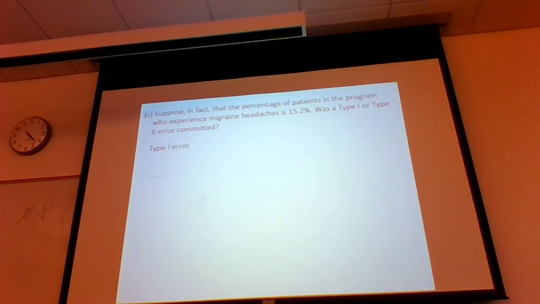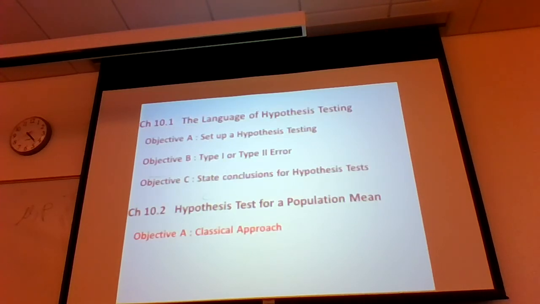Oh, I see. So this is correct and this is correct. Yes, you're right. You're doing great. On page 432 in your book, there's a really good little table. It gives you the reality and then the conclusion, so it really helps you out. And we just finished 10-1.